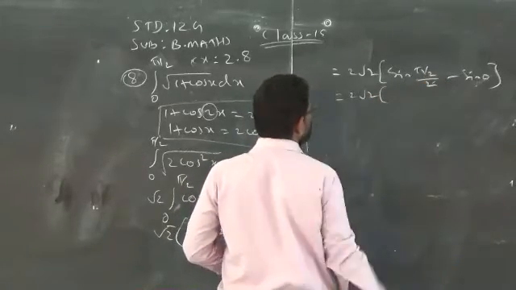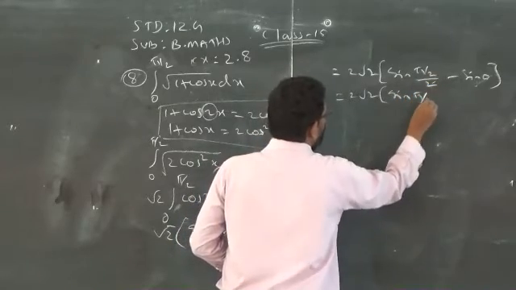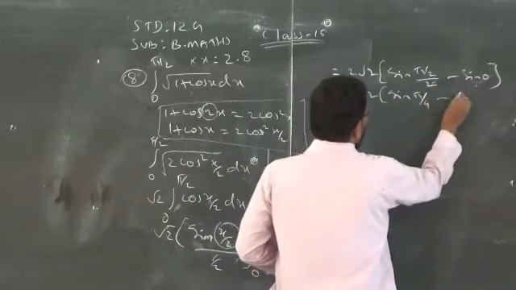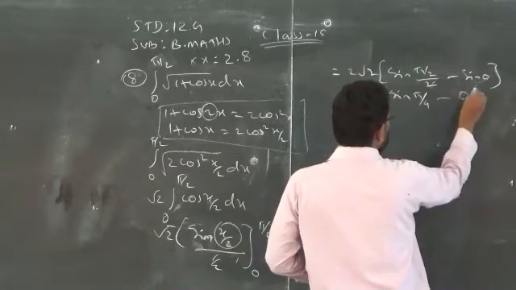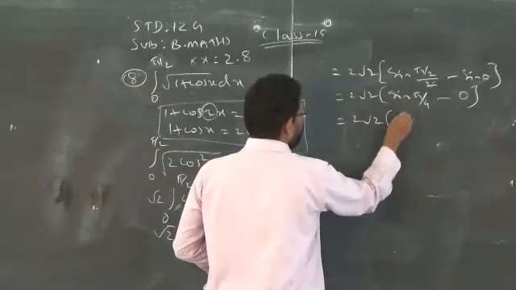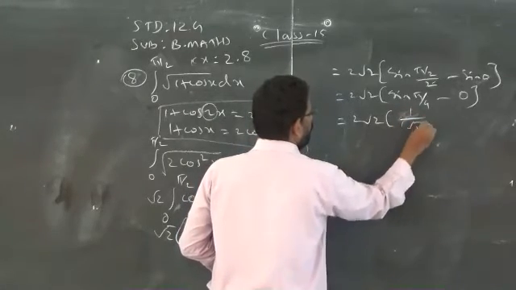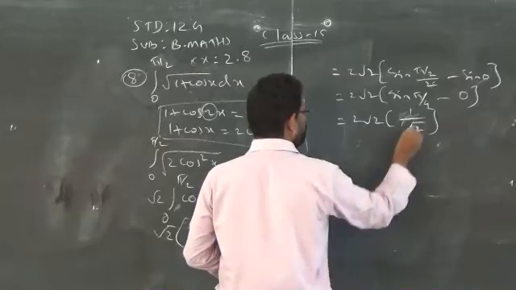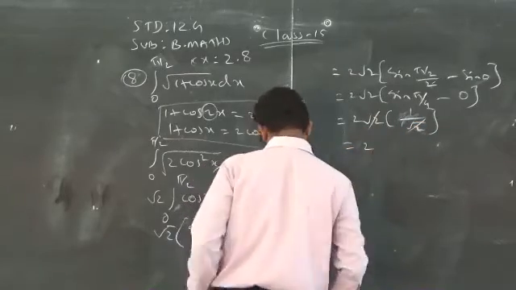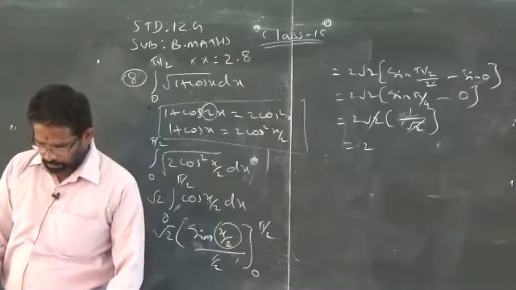Can you cancel these two? That is not possible. So you will get 2 twos are 4, sin pi by 4 minus sin 0, sin 0 is 0. So 2 root 2, what is sin pi by 4? 1 by root 2. So root 2 gets cancelled, answer is 2. Clear? So we will see now, answer is 2.